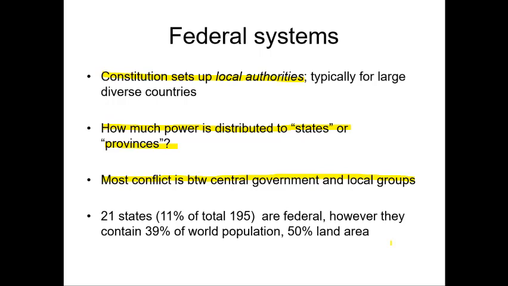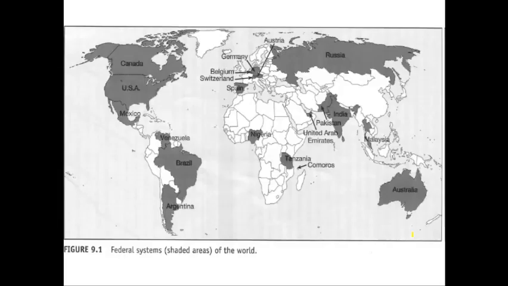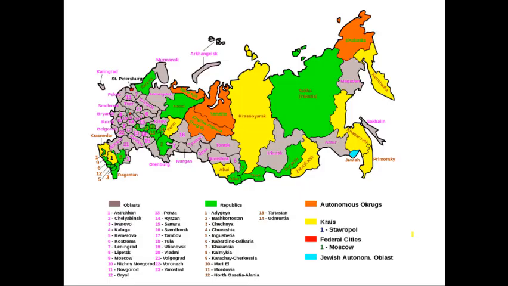Now, we have 21 states in the world, which is 11% of the total, that are federal systems. However, they contain about 39% of the world's population and 50% of the land area. So federal systems are popular amongst large countries, both in population and land. Here is a figure showing the countries of the world that have federal systems: Canada, the US, and Mexico, for example, much of South America, Australia, and Russia, some states in Europe, of course India also, and not very many in Africa. So that gives you a breakdown of federal systems.